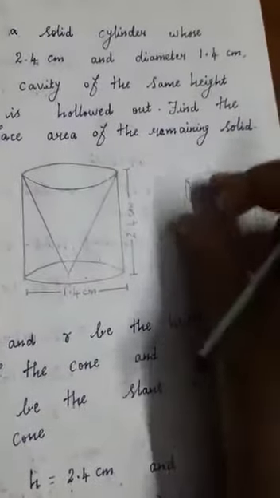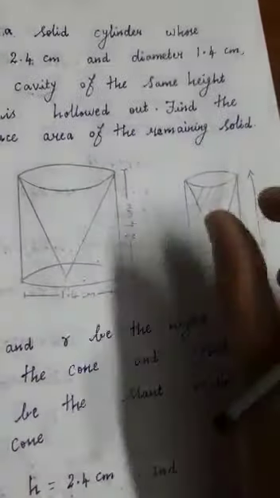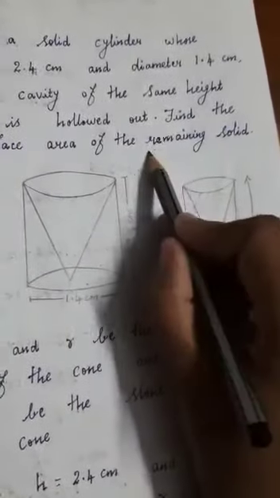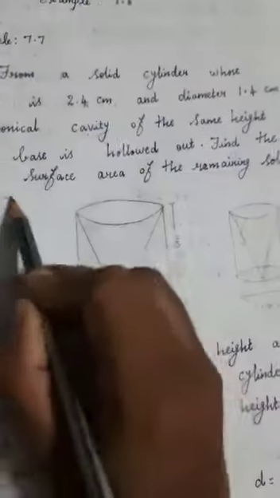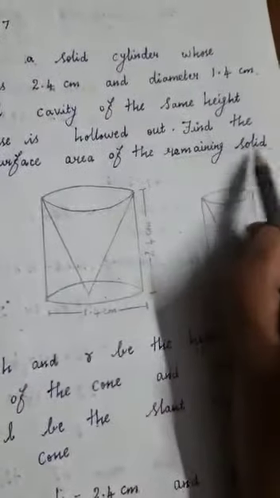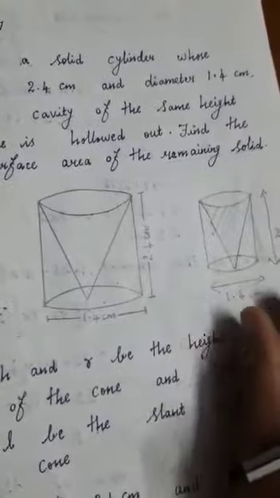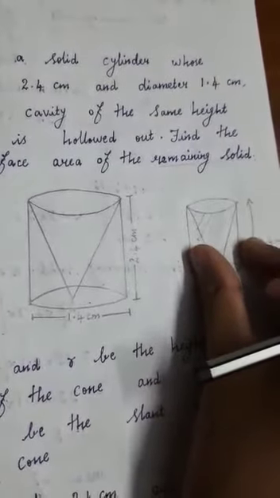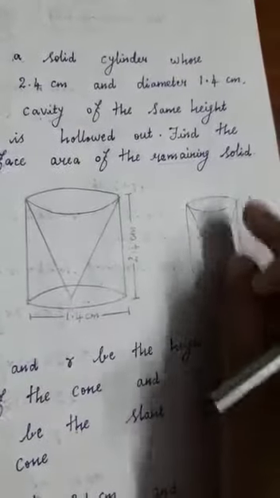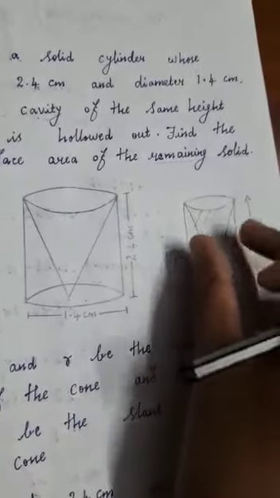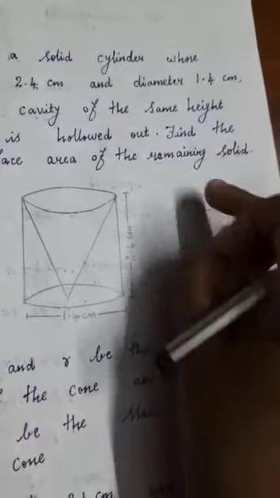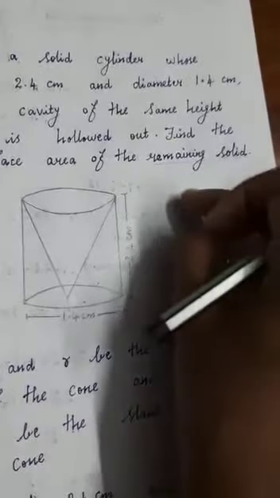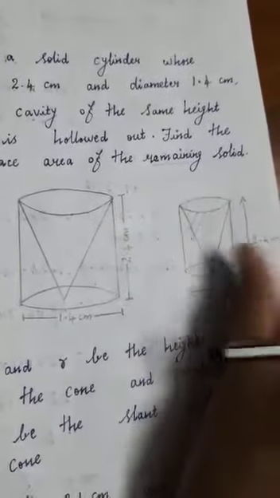So like this, CSA only we need to find out. CSA means the curved surface area of which parts we need to find out. Remaining solid only they have asked. So which parts we need to find out? This part, so CSA of the cylinder we need to find out. From the cylinder only we have cut the cone shape. So CSA of the cylinder, because the full part we didn't take. Top and bottom we didn't take, only this part.